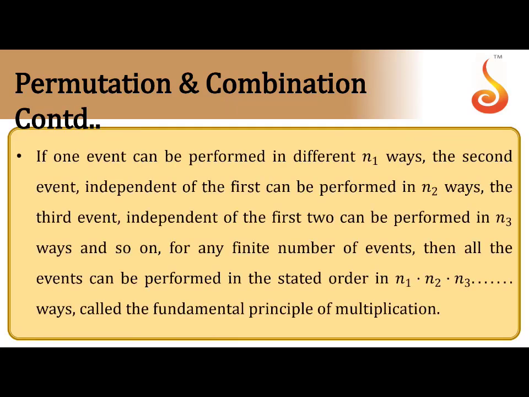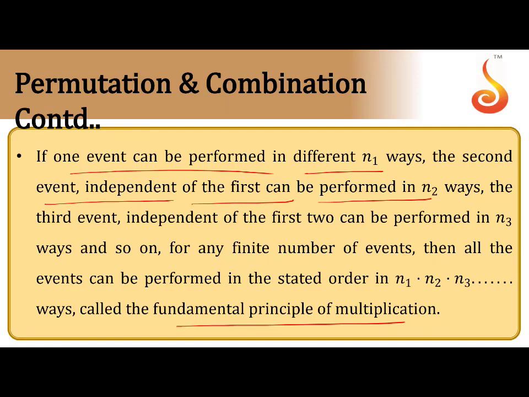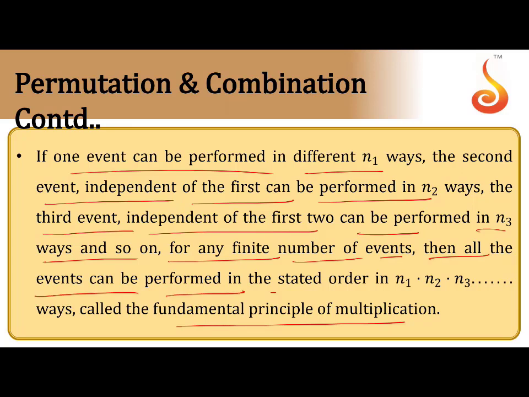Next, the fundamental principle of multiplication. If an event can be performed in n1 ways, a second event which is independent of the first can be performed in n2 ways, a third event which is independent of the first two can be performed in n3 ways, and so on, for any finite number of events. Then all the events can be performed in a stated order in n1 into n2 into n3 ways. You have to take the multiplication. This is called the fundamental principle of multiplication.